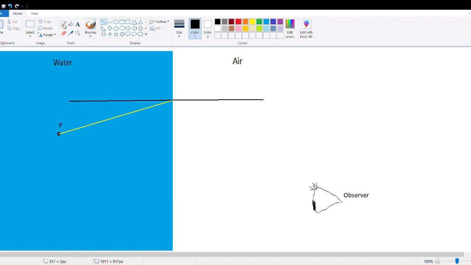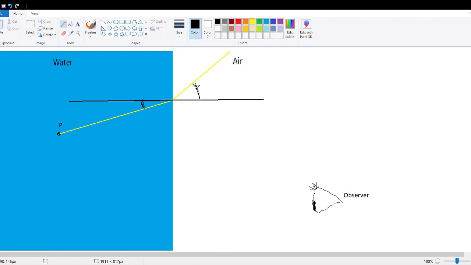We find that the angle between the ray in water and the normal is not the same as the angle between the ray in air and the normal. For example, it's going to be like this. As you can see, the angle is very different.